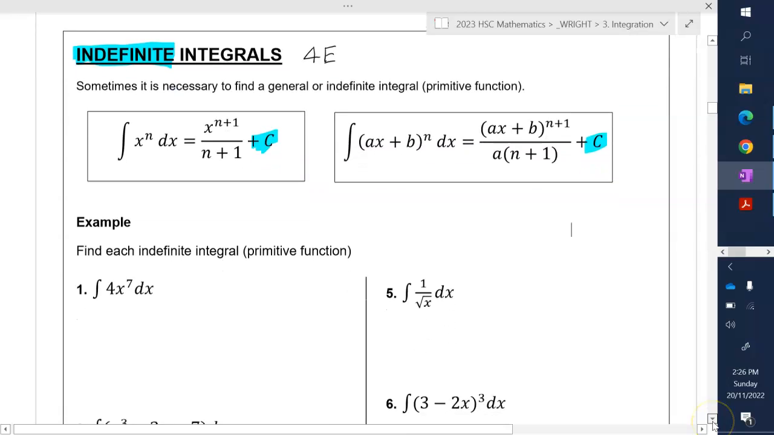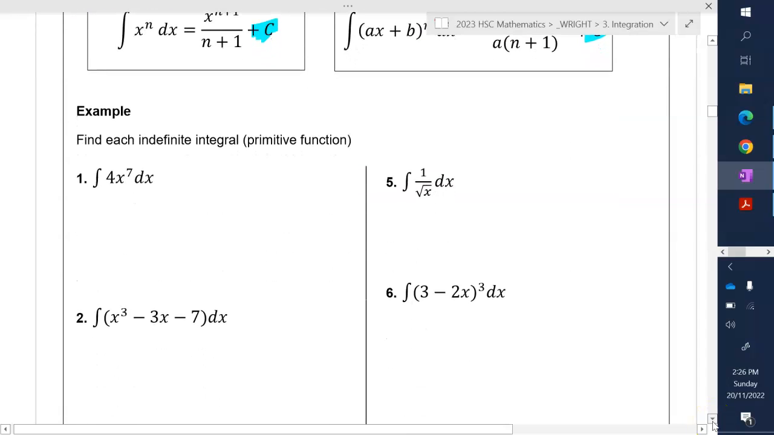I want you to work through these. You may find that these are quite simple, and that is excellent, in which case you might just want to fast forward and check my answers.